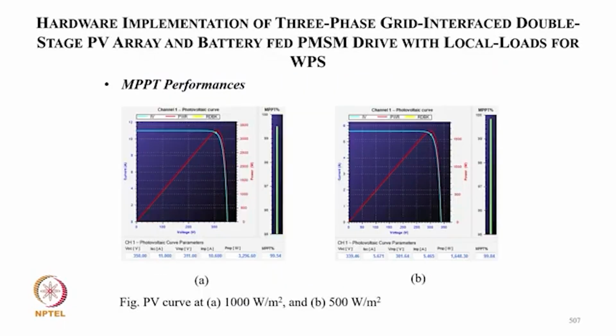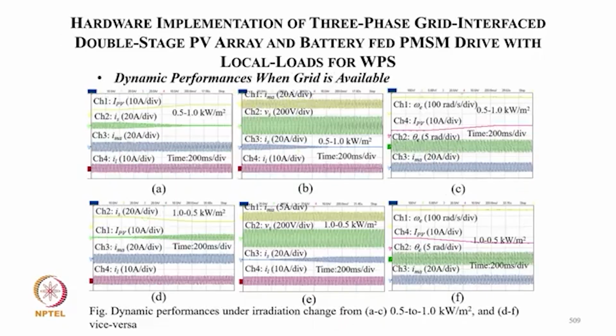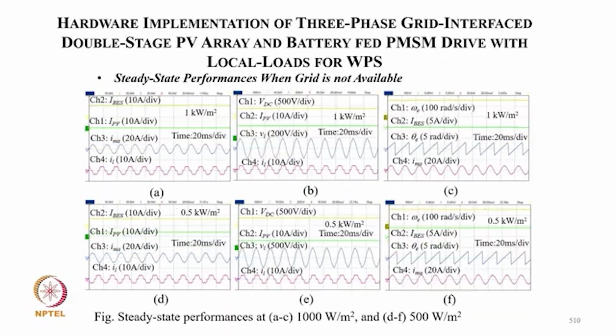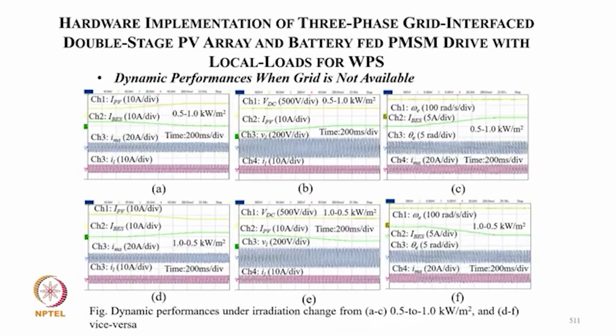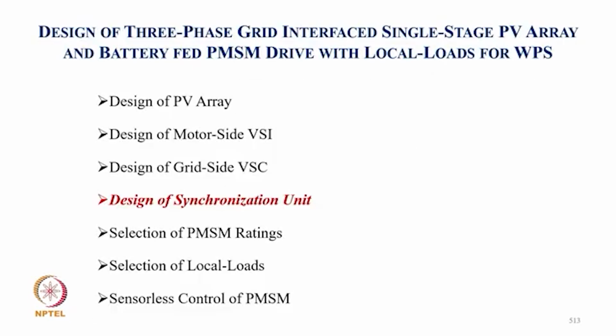These are the experimental waveforms of the PV curve at 1000 watt per meter square and 500 watt per meter square, and here is the performance of the PV array mode, grid current, motor current and load current, and then the position, PV current and the motor current during solar insolation increase and decrease. Then when the grid is not available, during dynamic operation, we connect the battery with a single stage buck boost converter, and the grid synchronization and islanding is also taken here.